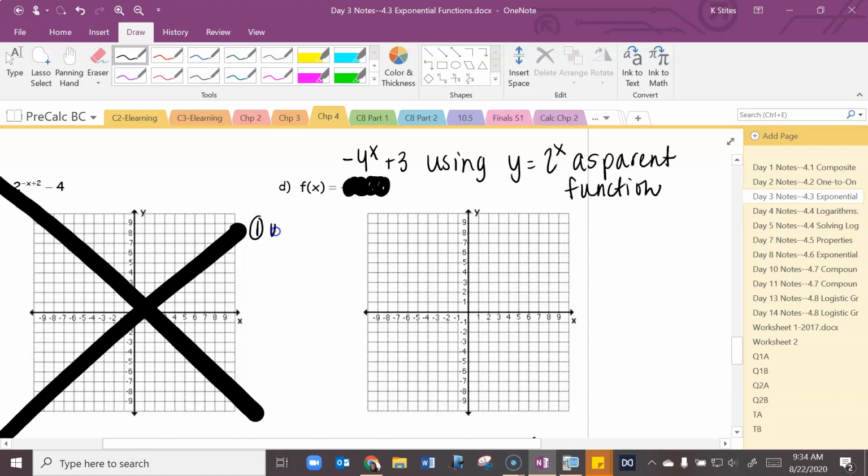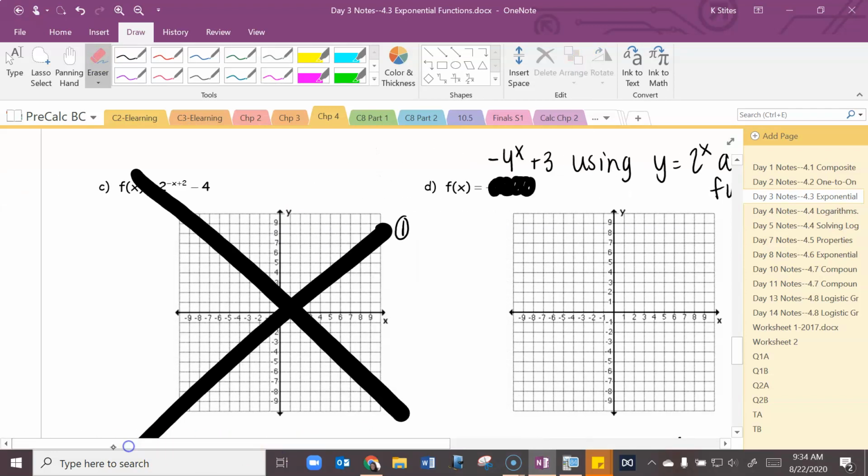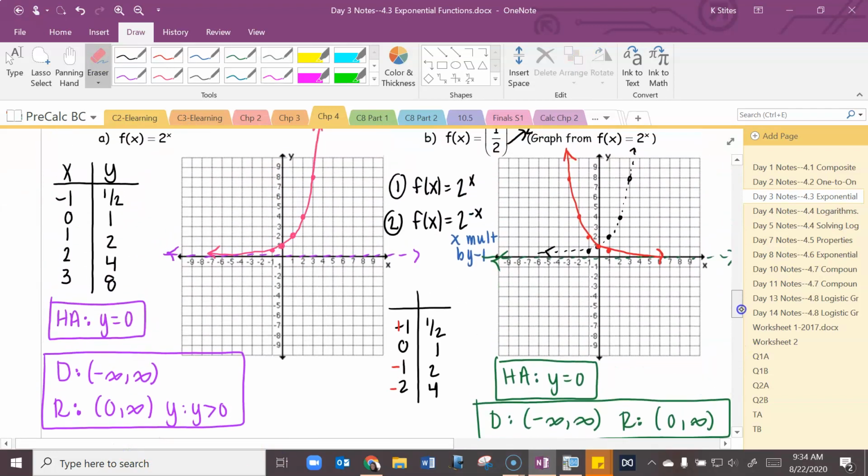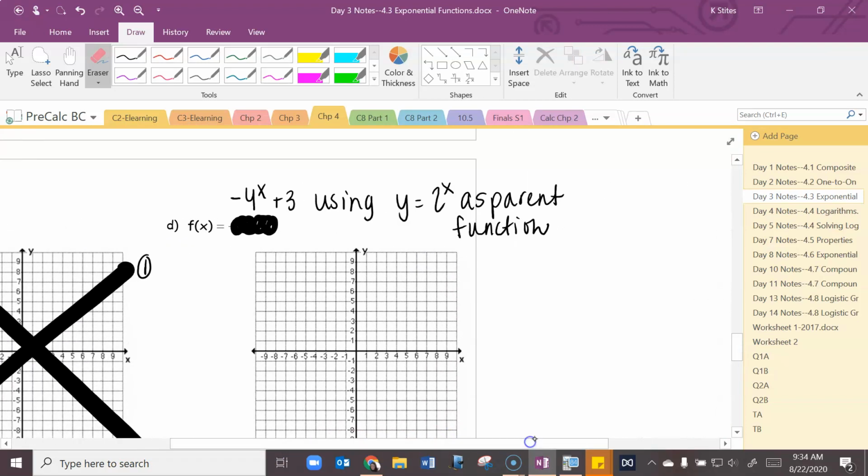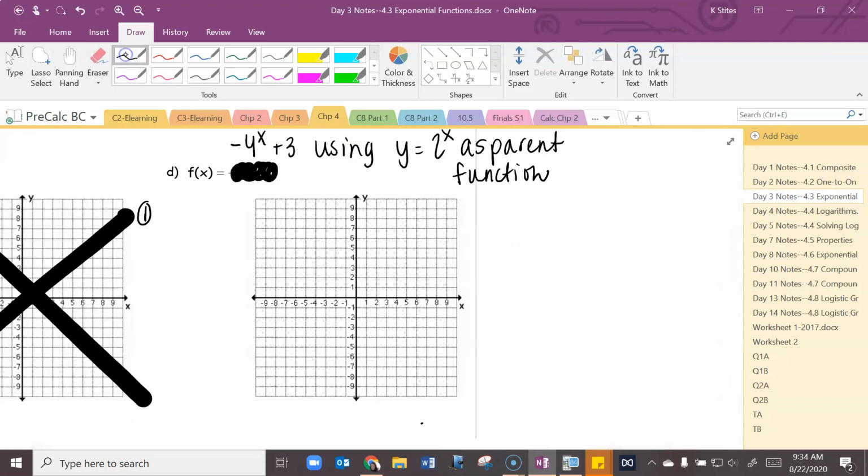So step 1 is just our parent function. You can use, I used y. What did I use in the last one? I used f of x. Okay, I'll keep using f of x. So there's your parent.